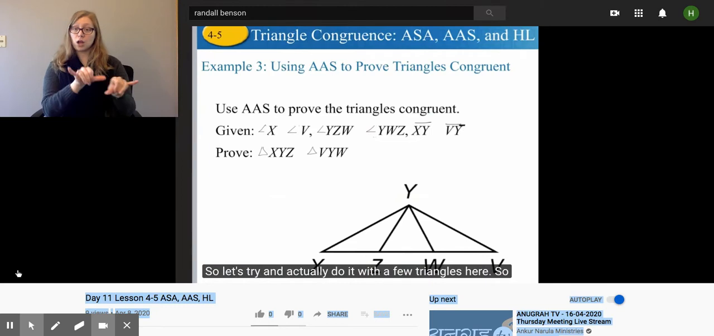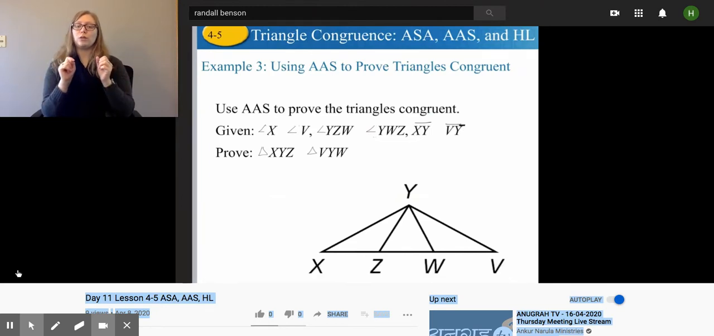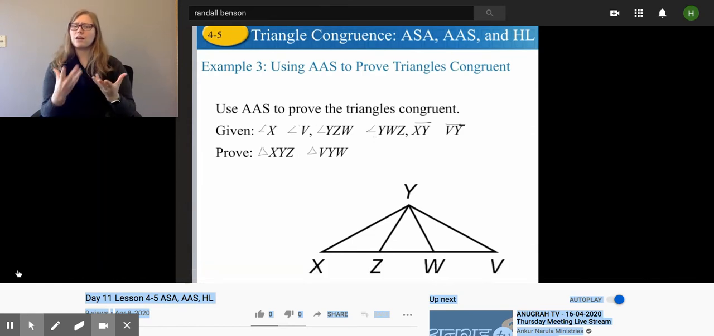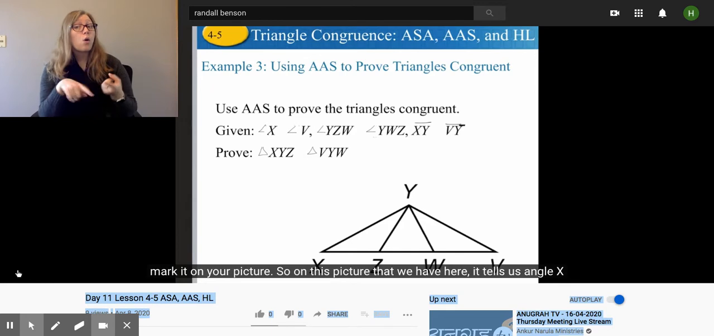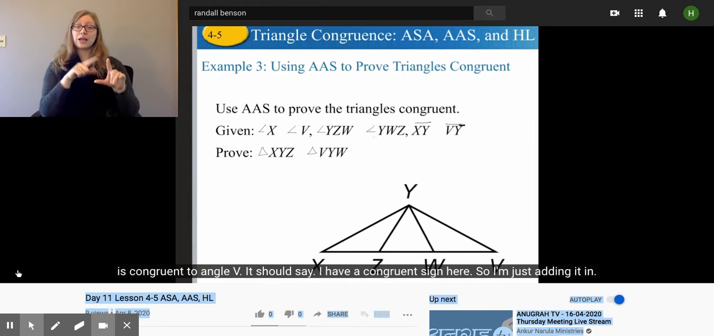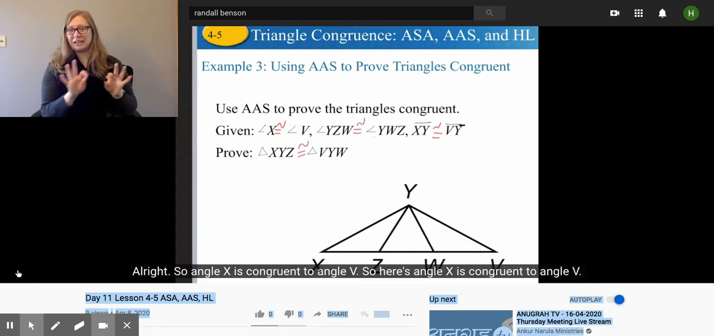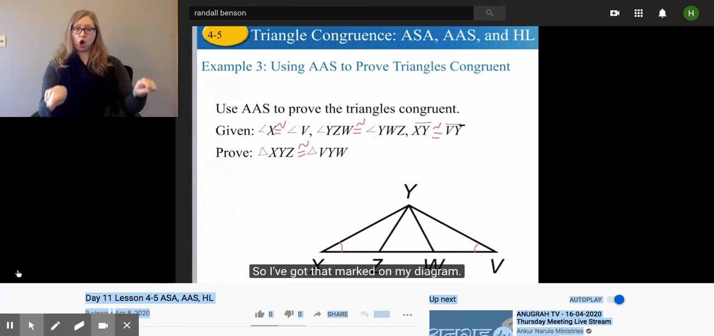So let's try and actually do it with a few triangles here. First, they're giving us some information, and a really good practice is when they give you some information, mark it on your picture. So on this picture that we have here, it tells us angle X is congruent to angle V. It should say I have a congruent sign here, so I'm just adding it in. I left off some important information here. All right, so angle X is congruent to angle V. So here's angle X is congruent to angle V.